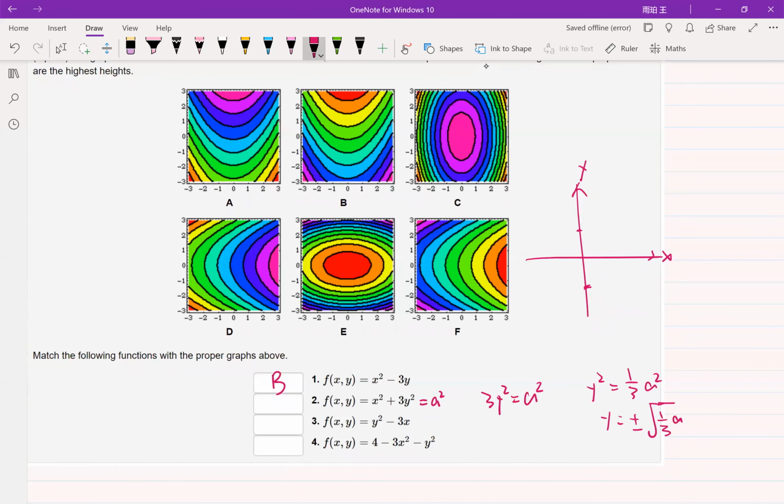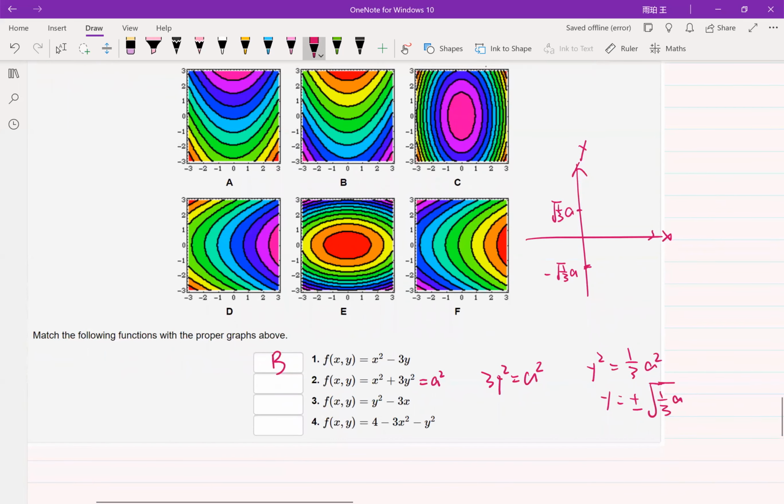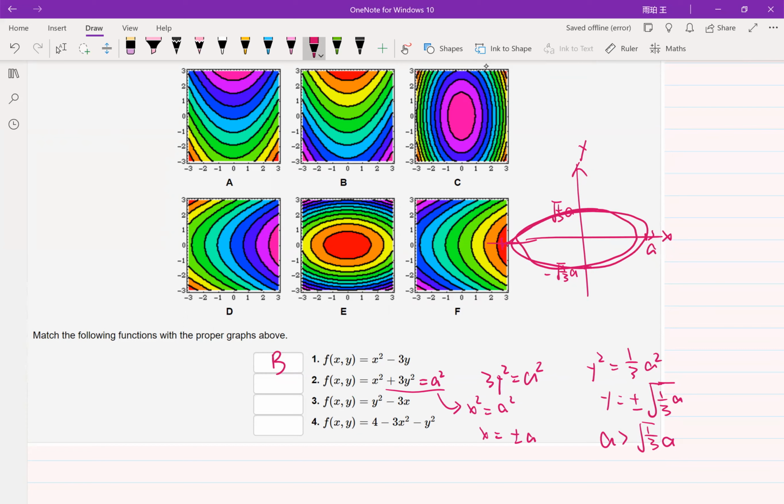Let's say that's 1 over 3a, and this is minus 1 over 3a. Then when y equals 0, this function gives us x squared equals a squared, so x equals plus or minus a. Obviously a is larger than the square root of 1 over 3a. That means x equals a is going to be here, and x equals negative a is going to be here. So it's an oval stretched in the horizontal direction, and that matches the description of graph E.